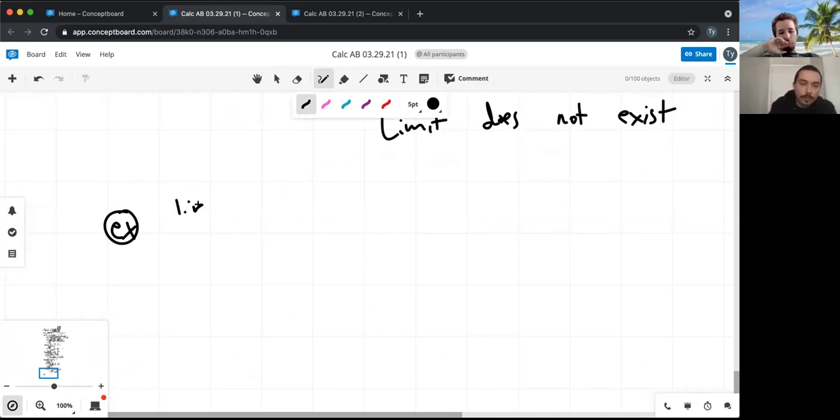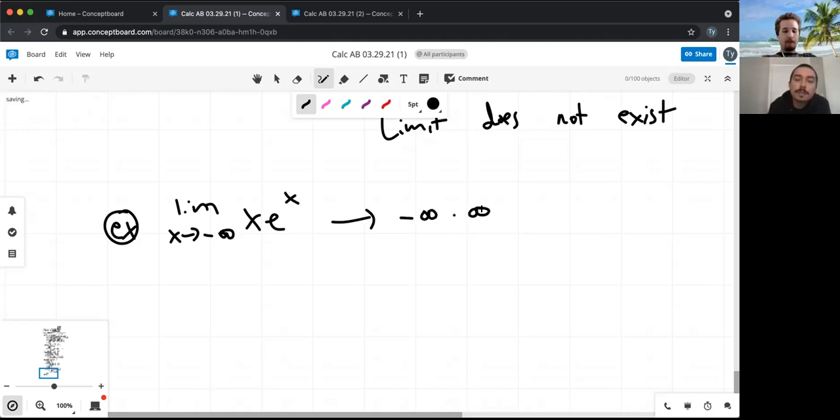Okay, let's do the limit as x approaches negative infinity of x times e to the x. So when we try direct evaluation, we get negative infinity times infinity. So is this infinity? Is it negative infinity? What is it? I don't really know. Maybe times 0, right? Negative infinity times 0.